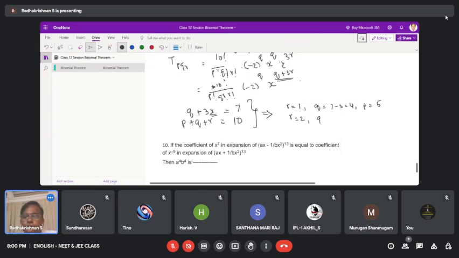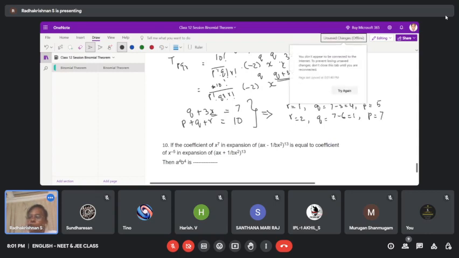Q equal to 7 minus 6, 1, P equal to 7. Because P plus Q plus R equal to 10. What about R equal to 3 if you put Q equal to 7 minus 9? So that is not valid. But what about R equal to 0? If you put R equal to 0, Q equal to 7. So these are the only 3 possibilities.